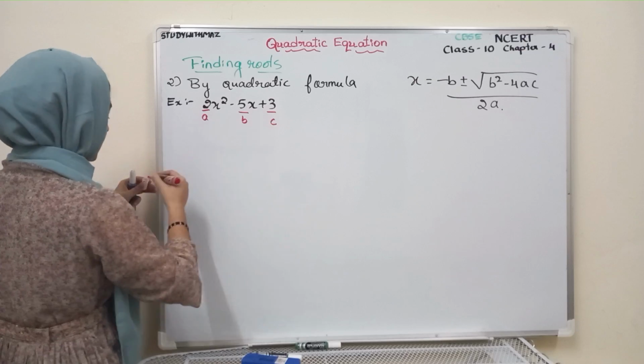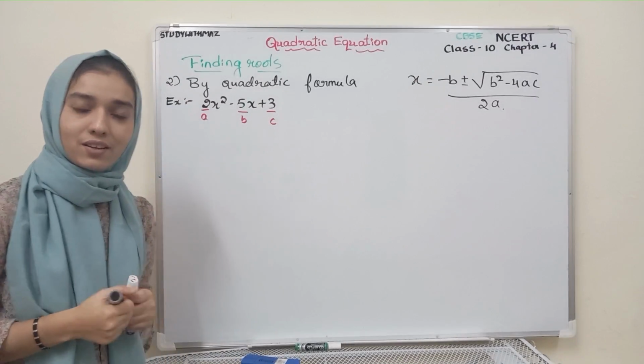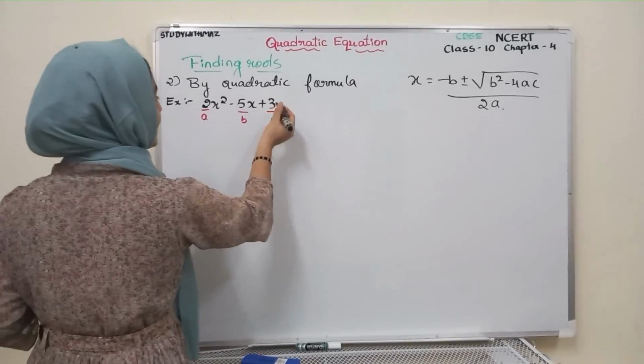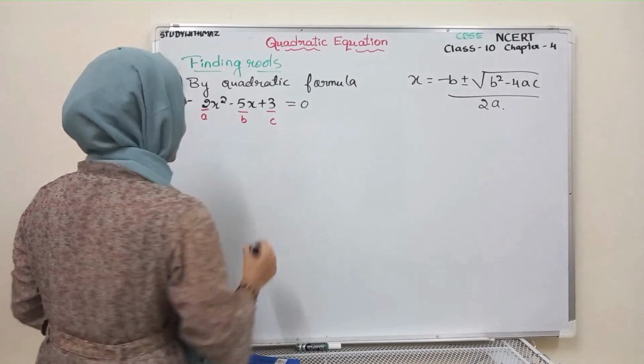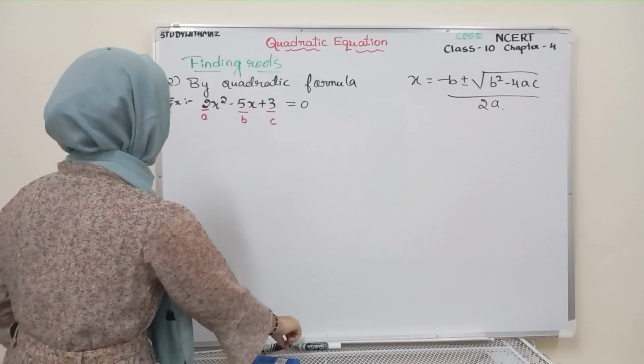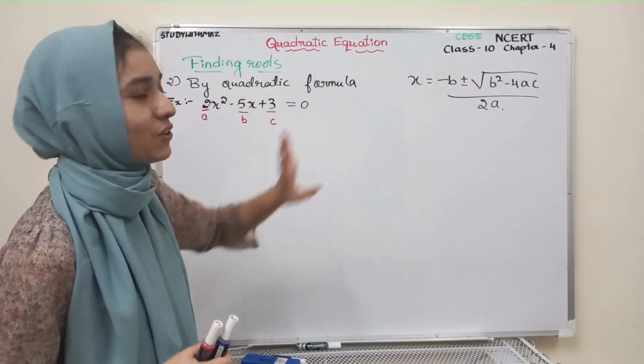Yes, I have made one mistake here. Can you identify that mistake? No? This is not an equation, right? This is an expression. I need to take it equal to 0. Yes or no? Okay. So these values are a, b, c. I hope this is clear now. Easily you can find them now.